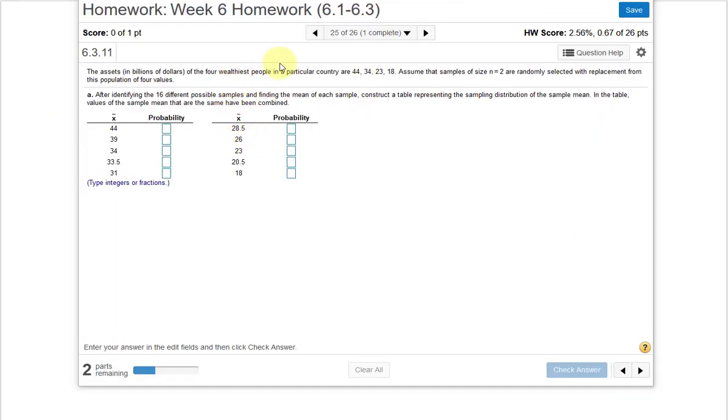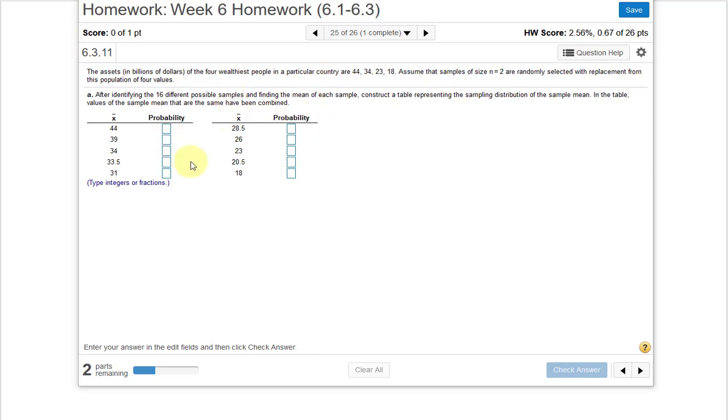The next question is question 25 on the same week 6 homework assignments. The assets of 4 wealthy people in a particular country are 44, 34, 23, and 18. Assume that a sample of size n equal 2 is randomly selected with replacement from this population of 4 values. Now, after identifying the 16 different possible samples and finding the mean of each sample, construct a table representing the sampling distribution of the sample mean as below here.